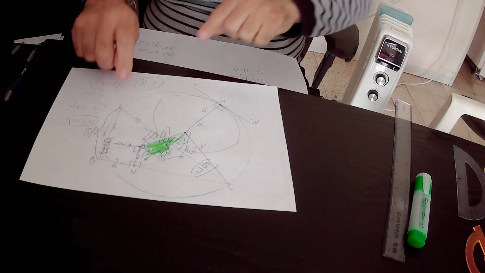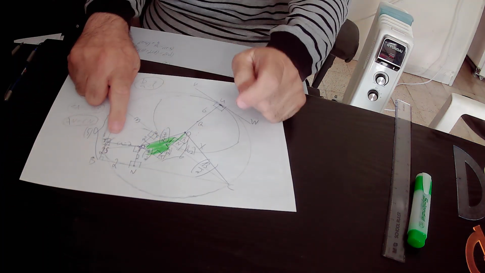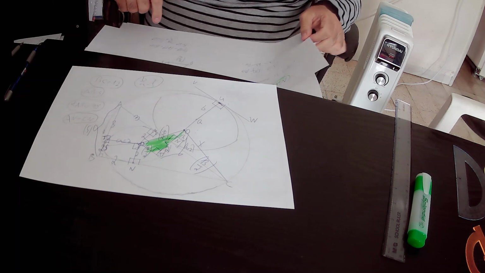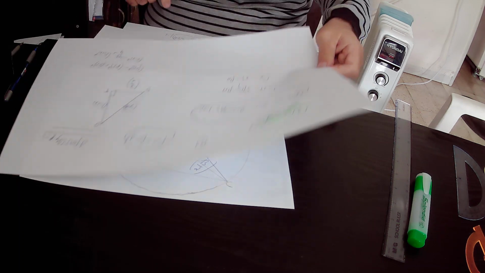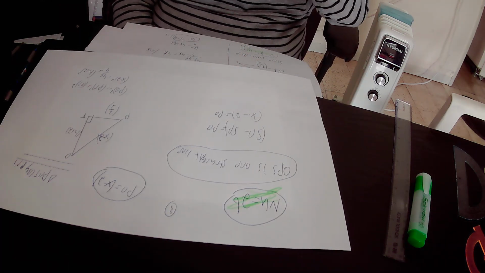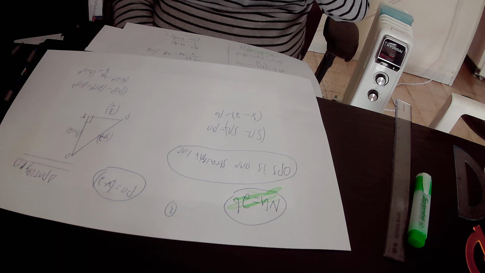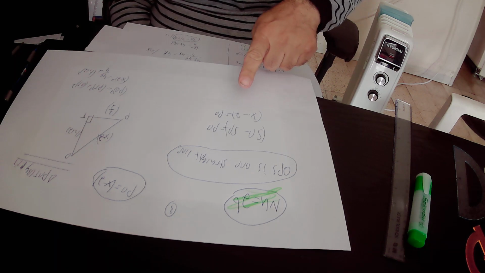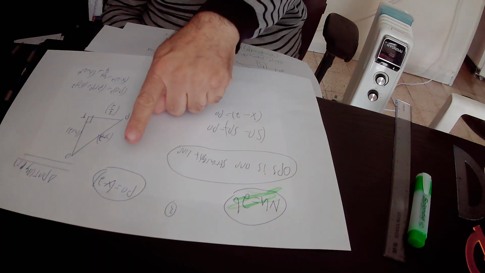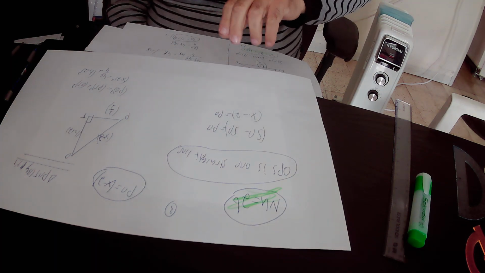We already found out that SP is the radius of this circle that is equal to 2, so you can substitute SP by 2. So in total we found out that PO equals X minus 2. Here PO equals X minus 2.